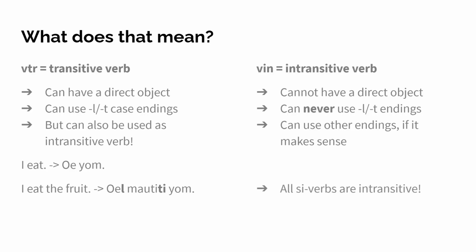Some tip for studying: all C verbs are intransitive. C verbs are a class of verbs that always end with a C. For example, we have irayosi, to thank, kaltesi, to greet, larosi, to clean. So all these verbs that end with a C are intransitive, always.